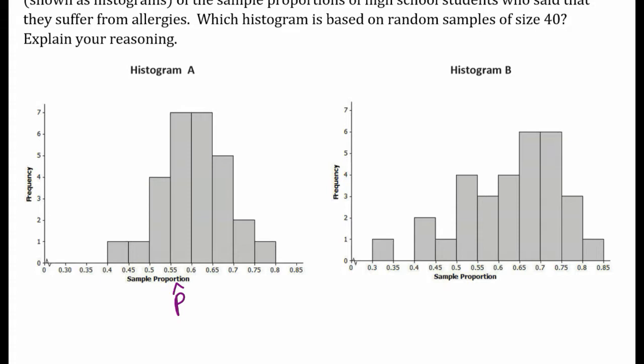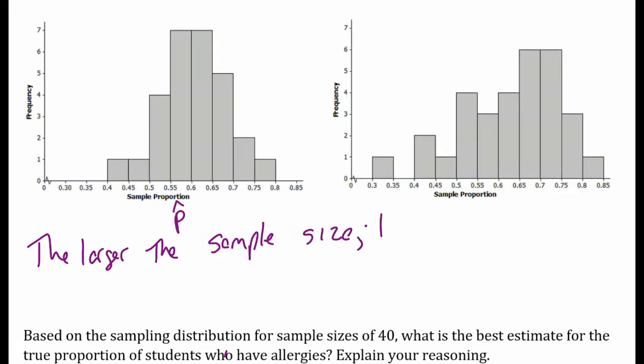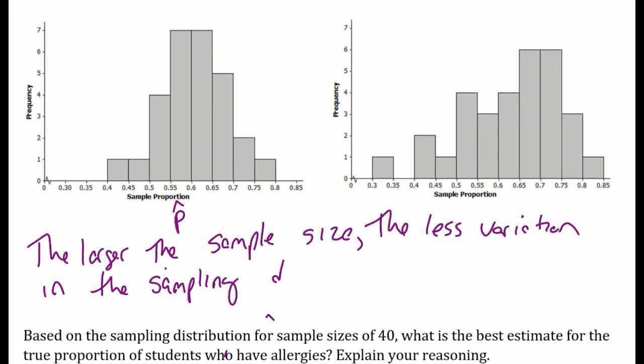And during the lesson, we talked about the idea, the larger the sample size, the less variation in the sampling distribution. Which means I need to figure out which of these has less variation or less spread. So, which of these two distributions is tighter together, has less spread?